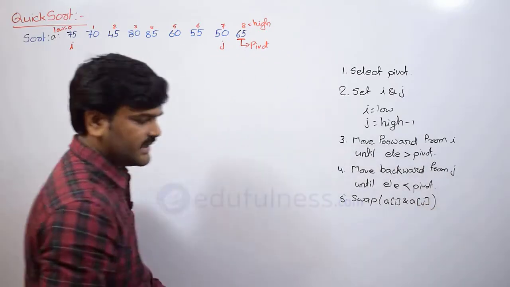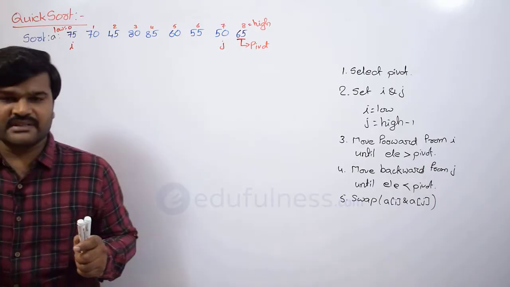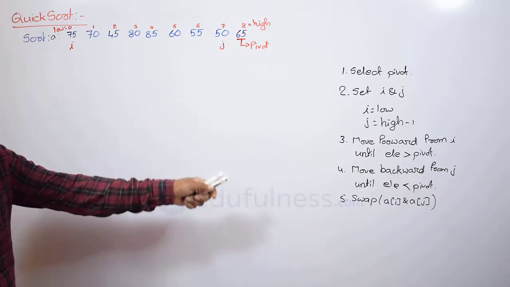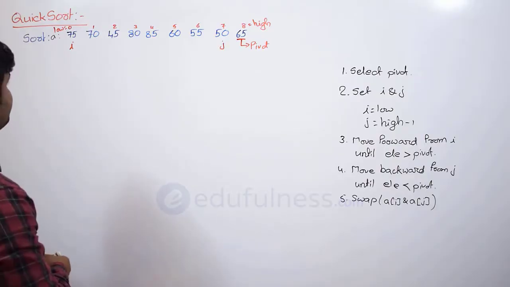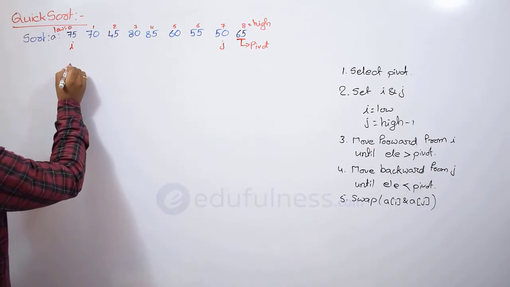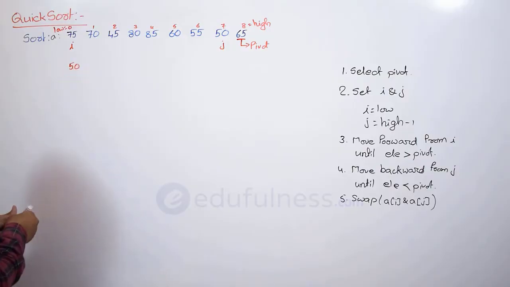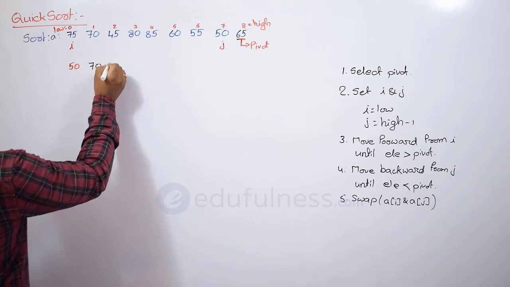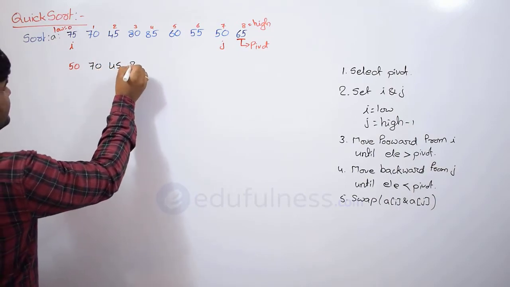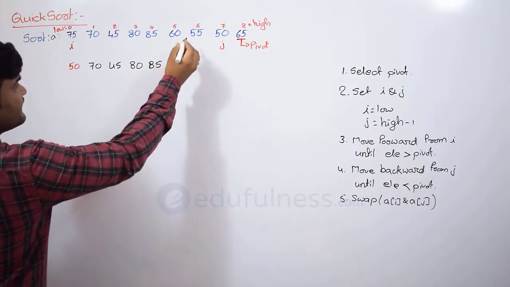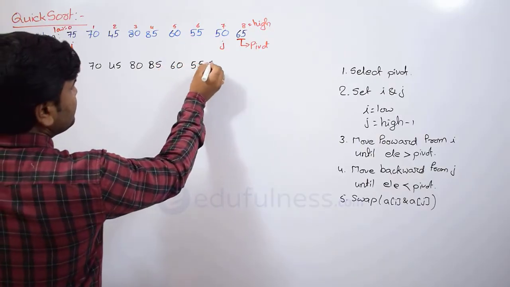Elements we are going to swap. So we will try to understand why we are doing this. First, let us try to work mechanically. That means if you swap, here we are going to get 50 and then the remaining elements as it is. So that is 70, 45, 80, 85, 60, 55.